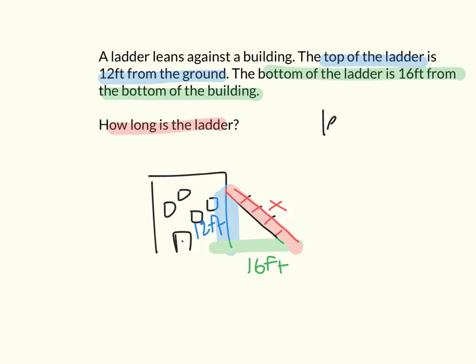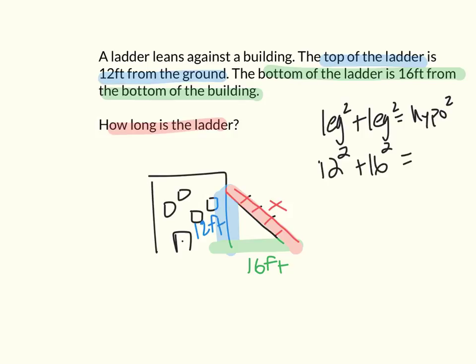Here we go. I've got leg squared plus leg squared equals hypotenuse squared. And let's see. 12 squared plus 16 squared equals x squared. 12 to the power of 2, 12 times 12 is 144. 16 to the power of 2, 16 times 16 is 256 equals x to the power of 2. 144 plus 256 is 400 equals x to the power of 2.